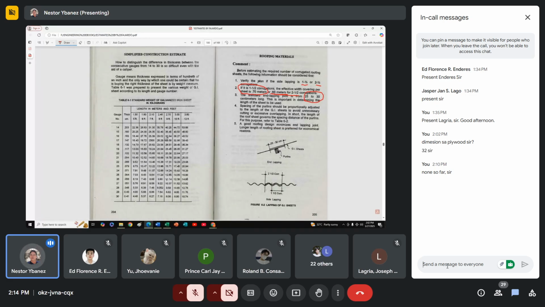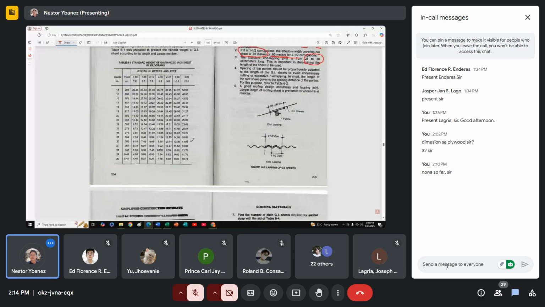Now the standard length of the galvanized iron sheet: 5, 6, 7, 8, 9, 10, 12 feet. Usually 5 is rare, and 6 is common. Then the gauge number. The smaller the gauge number, the thicker the sheet, and the larger the gauge number, the thinner it is.